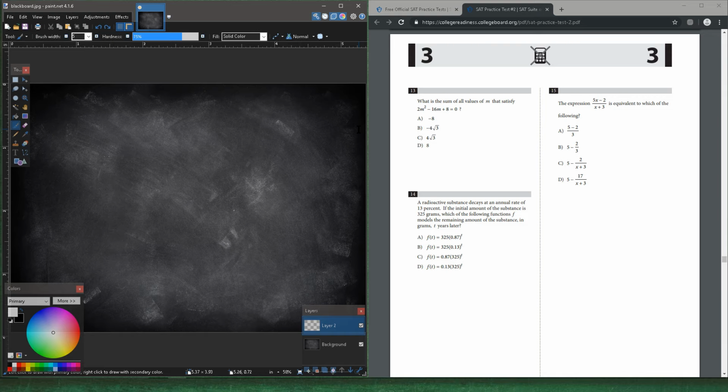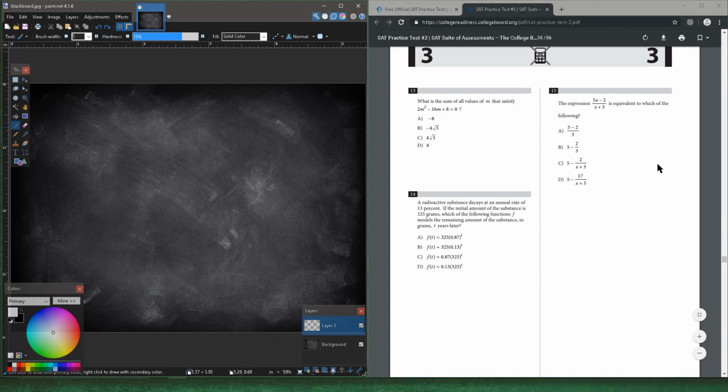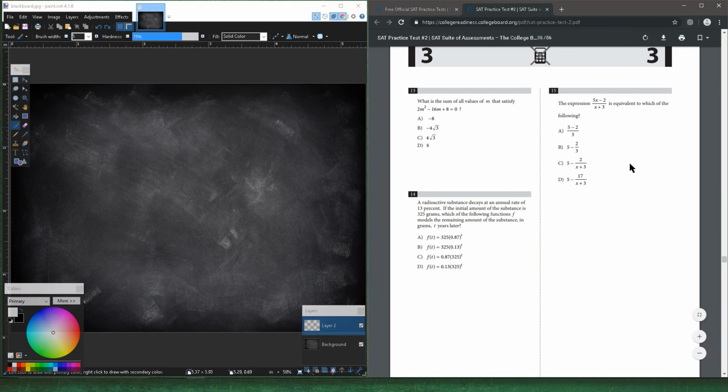And it decays at 13%. The percentage for the rate in the parentheses is just 1 plus the percentage. Since this is decaying, it's negative 13%. So 1 minus 13% is 0.87. So the answer is A. It's just that easy. You just gotta understand how exponentials work.